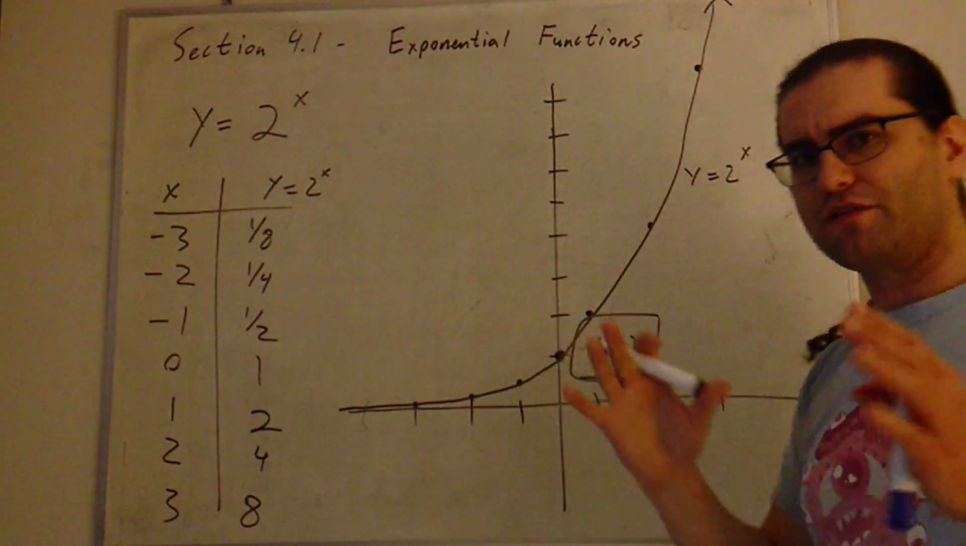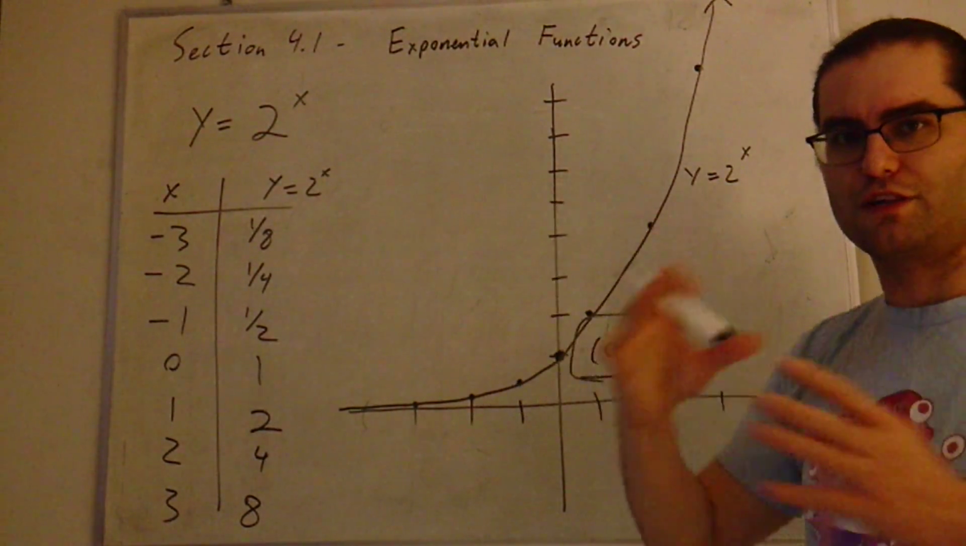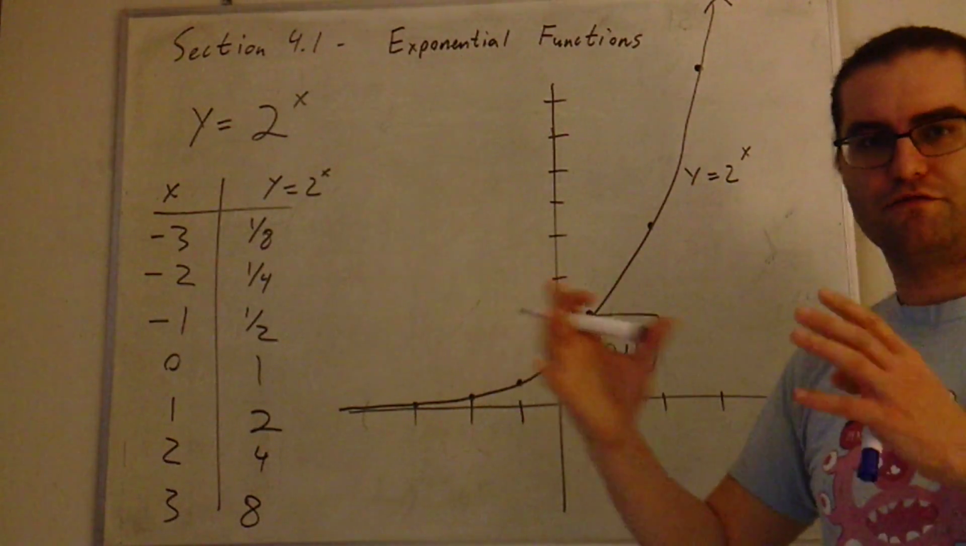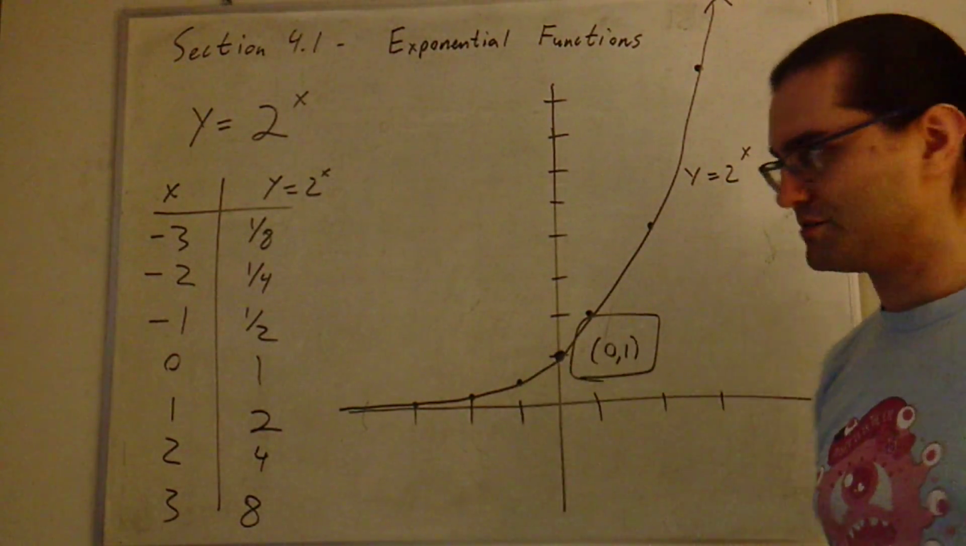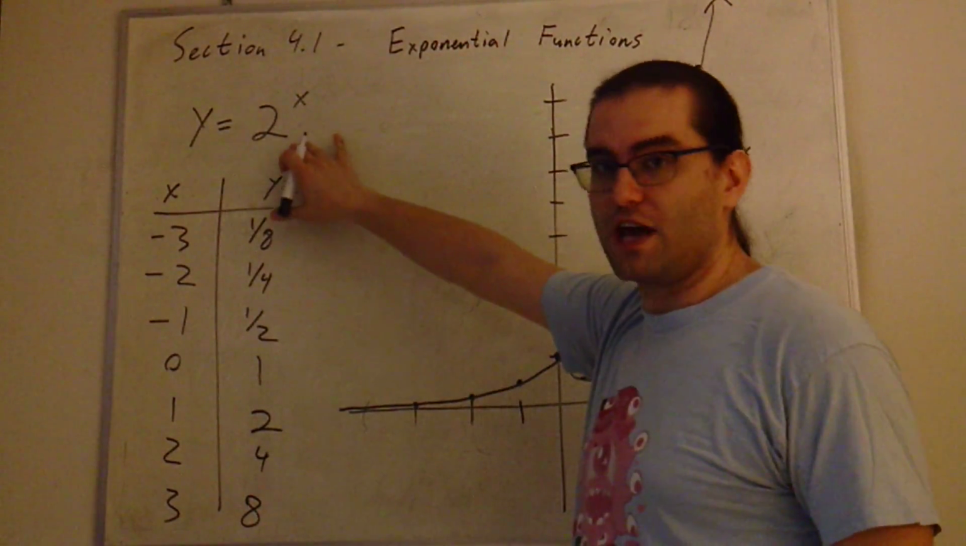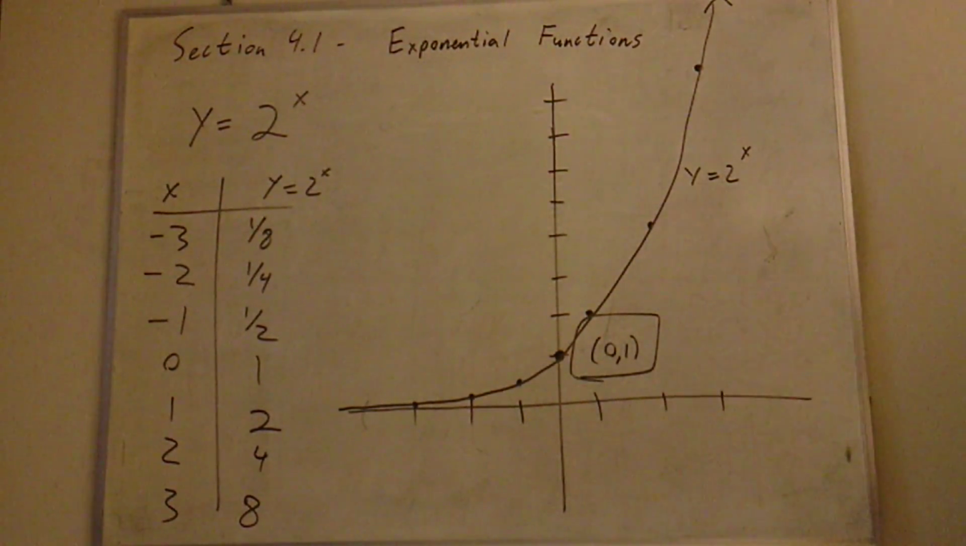We're going to move the graphs around in a little bit. We'll do some transformations. We'll stretch and shrink them and shift them back and forth and up and down. So this point is going to move when we do those transformations. But if there's no transformations happening to an exponential function, it always hits this point.